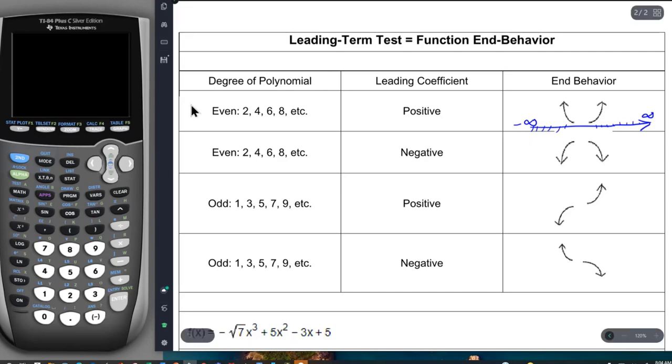So if your degree, that is, if the highest power is an even number, 2, 4, 6, and 8, for instance, and the leading coefficient is positive, that is, the leading term is positive, then out on the ends, your graph is going to go up on the right and up on the left. And if the degree is even, just like this, but the leading term is negative, then out on the edges, the graph will go down on the left and down on the right forever.